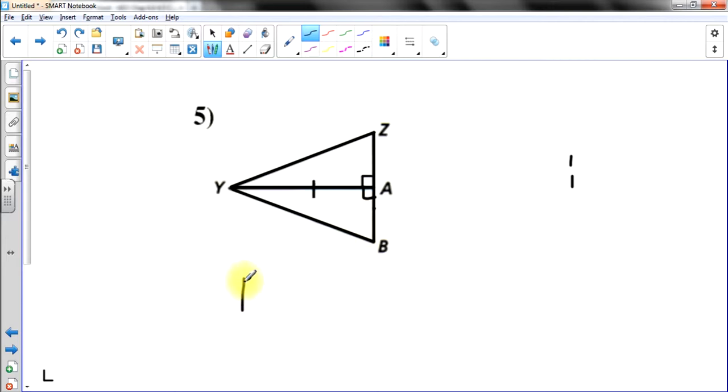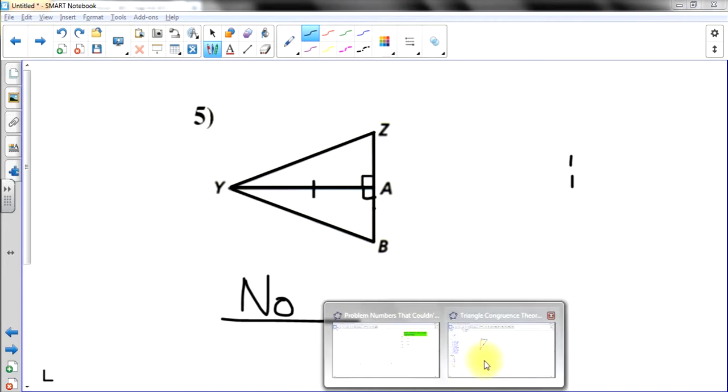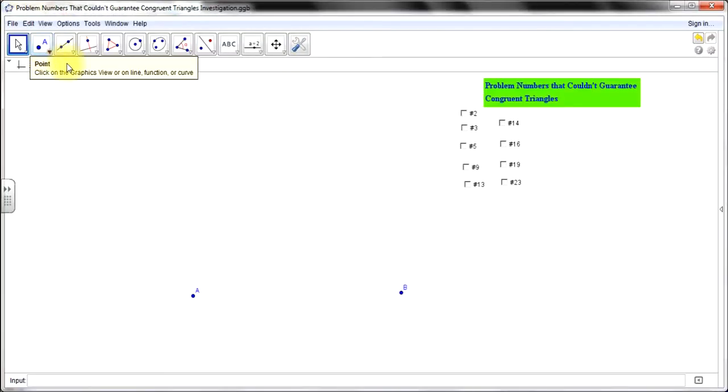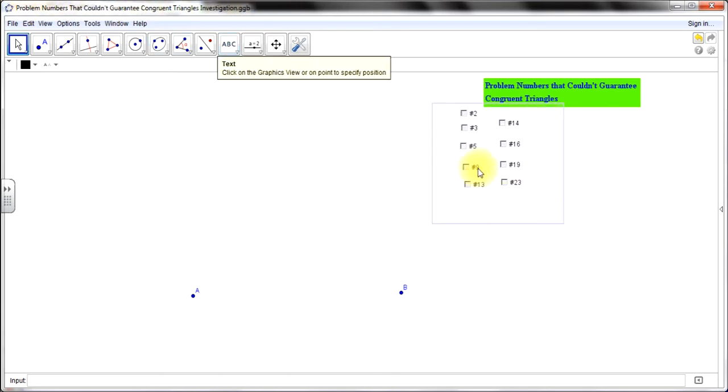So in our homework assignment we said, no, they're not congruent, and we're done. But the real geometry question becomes, well, why? How come we know based off that we can't guarantee congruent triangles? What does that mean? Right? So that's where the activity comes in, where you're going to use this GeoGebra program or app here called Problem Numbers That Couldn't Guarantee Congruent Triangles investigation. So we're investigating why these problem numbers on our worksheet, plus a couple more, but I selected these ones, don't guarantee congruent triangles.